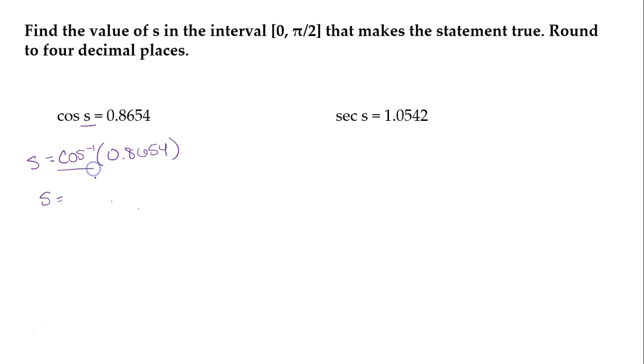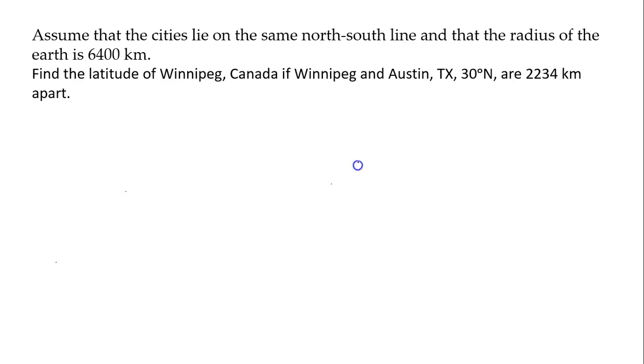Make sure you put it in correctly, cosine inverse. And this is what I get, 0.5248. And there you go. And this should be in radians. And because it says this right here, 0 to pi over 2, this is in radians right here, the interval that you're given. So you're not going to give it to me in degrees. And make sure your calculator is in radian mode rather than degrees.